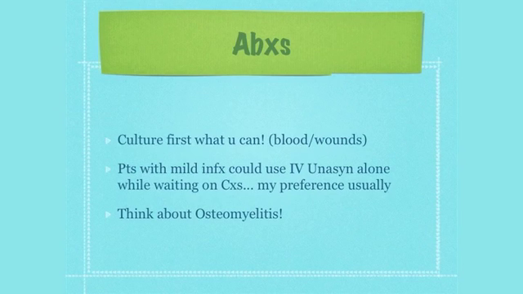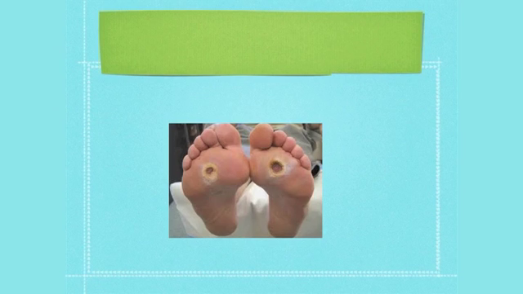That's usually my preference. Think about osteomyelitis. The wound may be deeper than what you can see. This is a classic diabetic foot ulcer. You can see it's pretty much in the same location, and it's got that thick skin around the ulcer. It's been there for a long time. It doesn't particularly look infected if you see it like that.